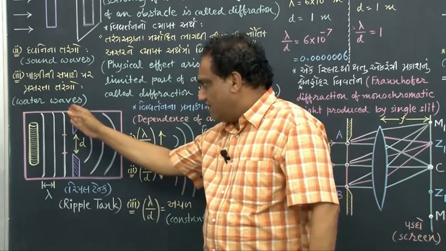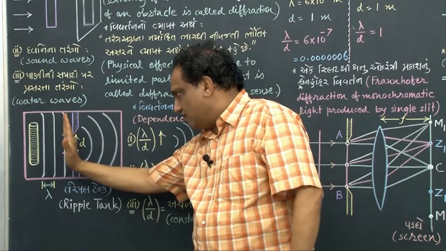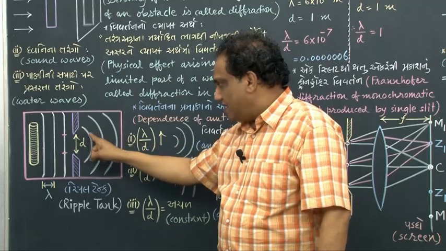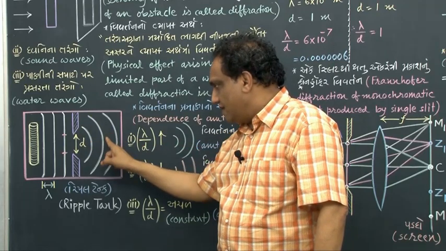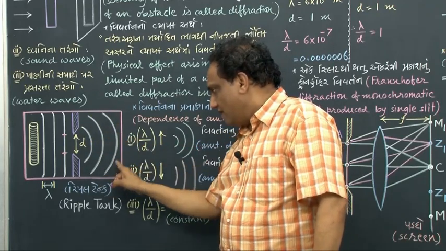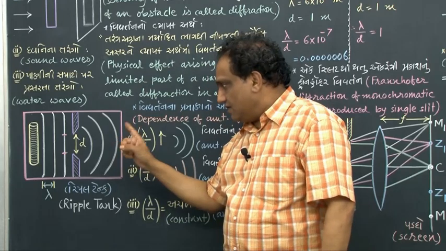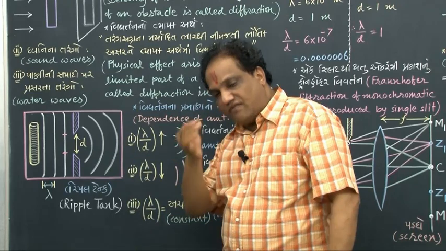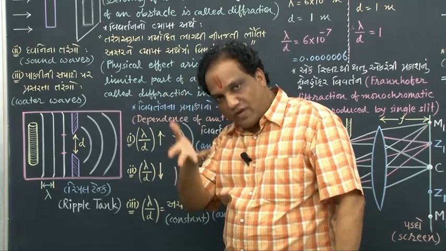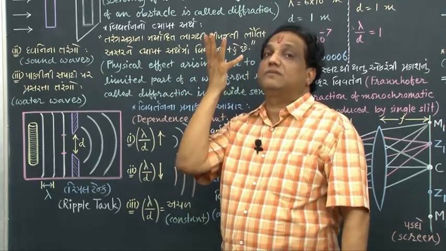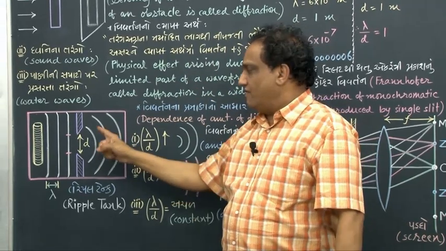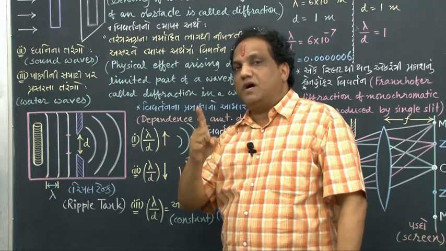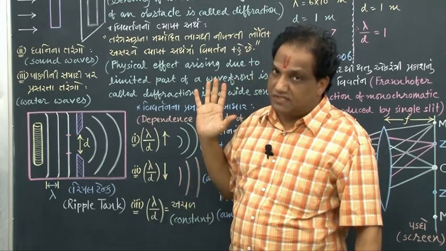Now when these linear water waves pass through this slit, it so happens that they get bent. They no longer remain linear, now they have become curved. This is the effect of bending of waves, and that very physical effect is known as diffraction. Bending of waves at the edges of an obstacle is called diffraction, but in a limited sense.